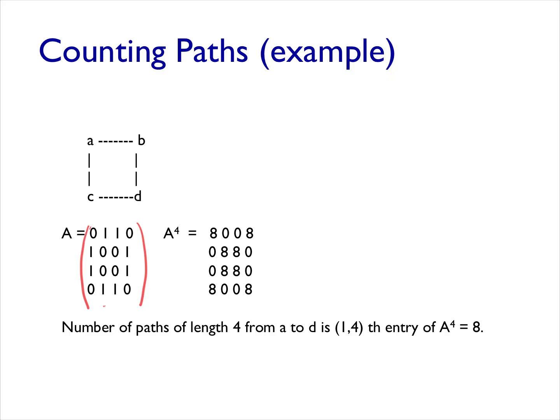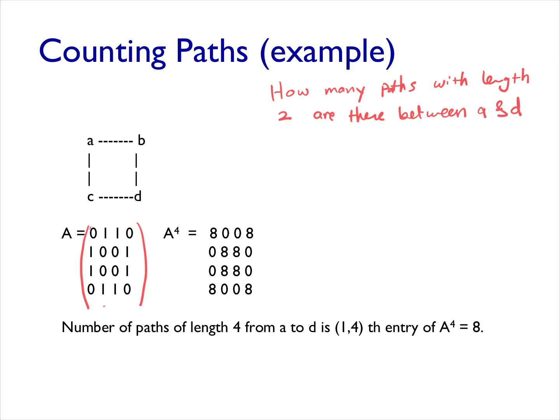The question is, how many paths with length 2 are there between A and D? All of that you can figure out from the graph. I want you to find this from the adjacency matrix. Okay?